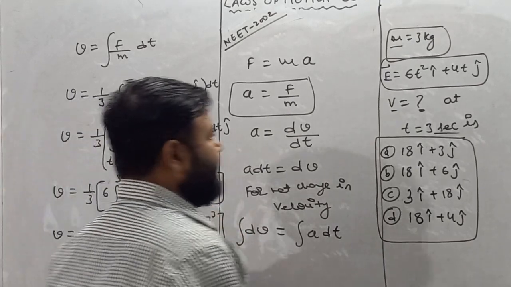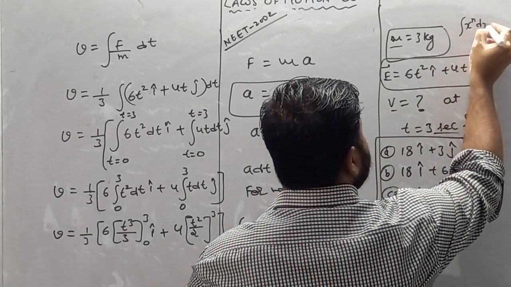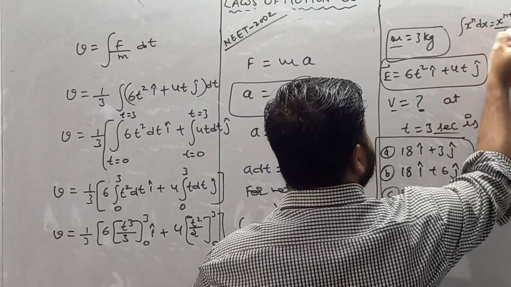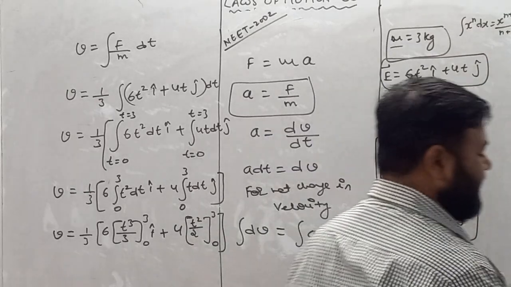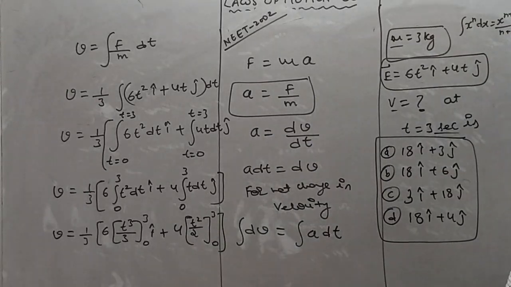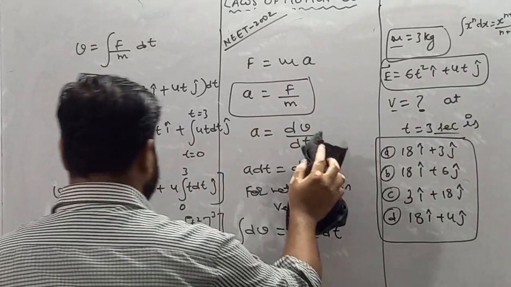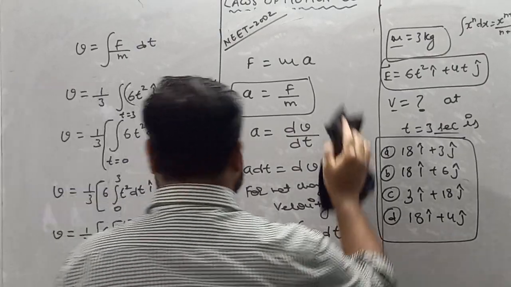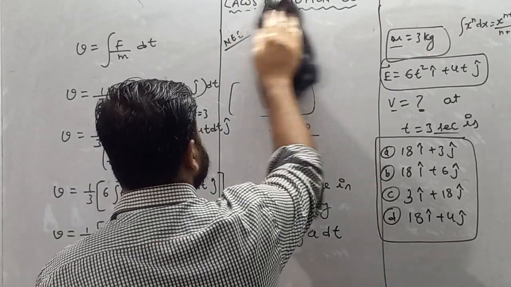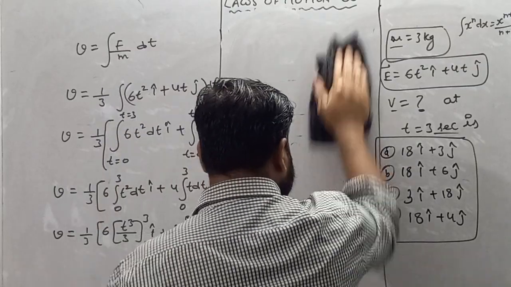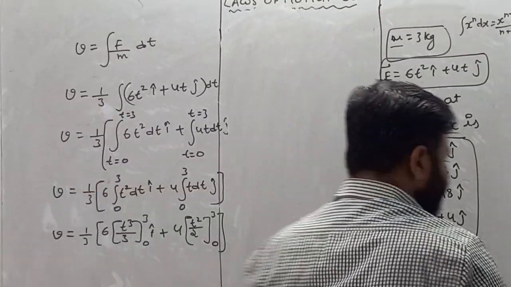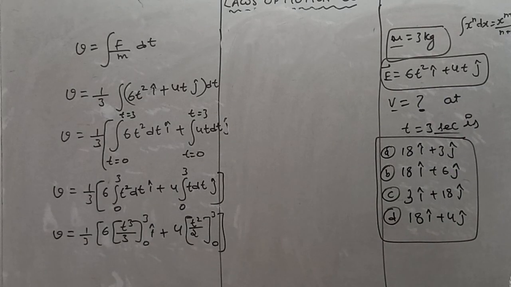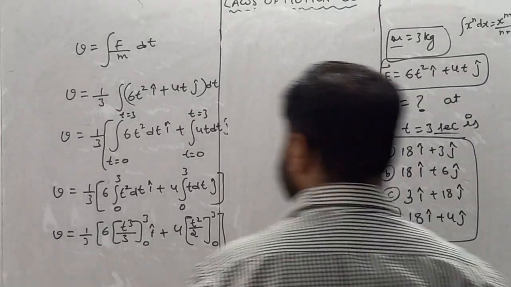As we all know, integration of x raised to the power n dx is x raised to the power n plus 1 upon n plus 1. We have to add 1 to the power and then integrate it. I hope you all are understanding this term. So my dear students, now we have to put the limit. The limit must be upper limit minus lower limit. Try to put the limit on your own, dear students, so that it will be easy for you to solve.